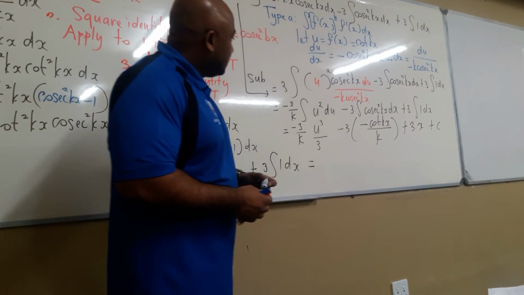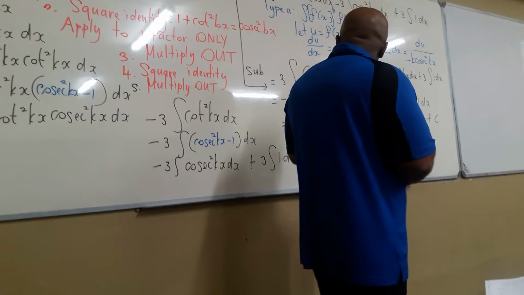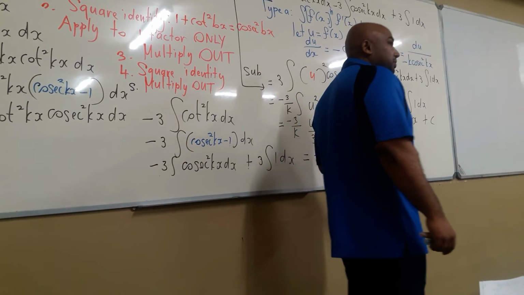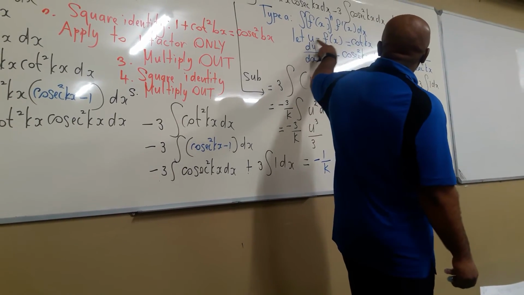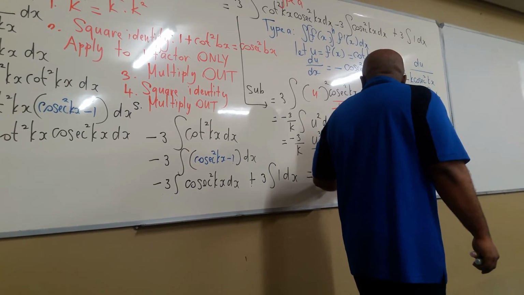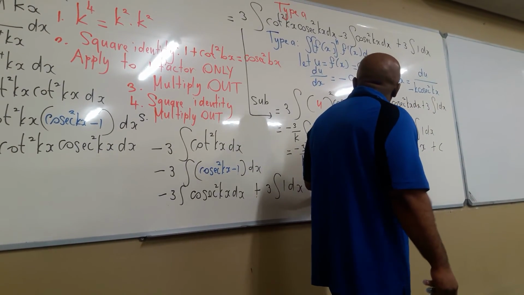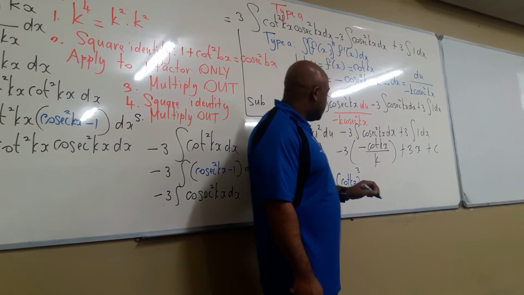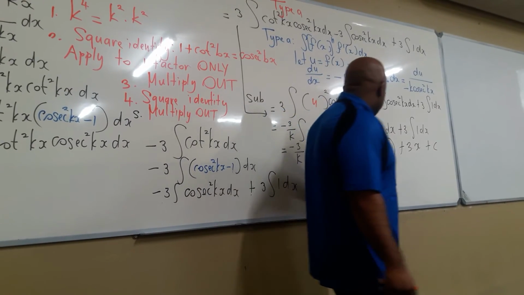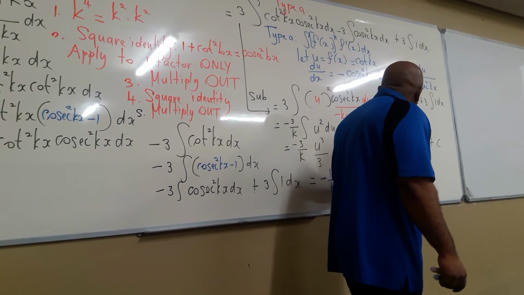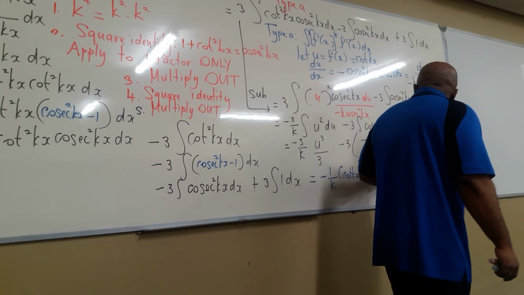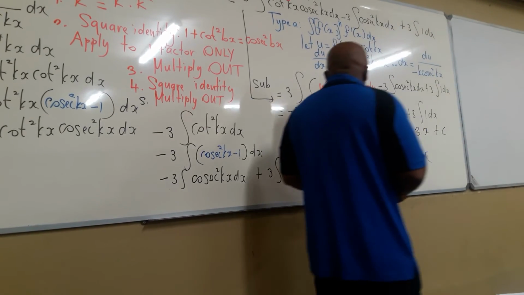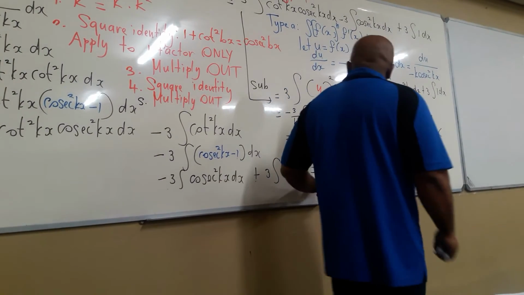Okay, here I can see these two cancel, 3 and 3. So I end up with minus 1 over k. What was u? U was cot. So that's going to be cot of kx to the power 3. Here, I got the negative times the negative, which is positive 3 over k, cot of kx, plus 3x plus c. There's nothing more to simplify here.